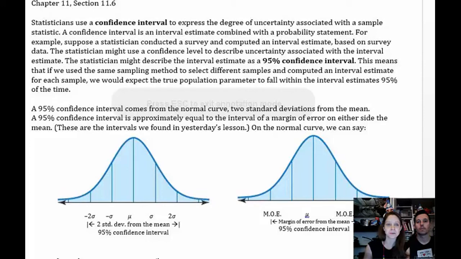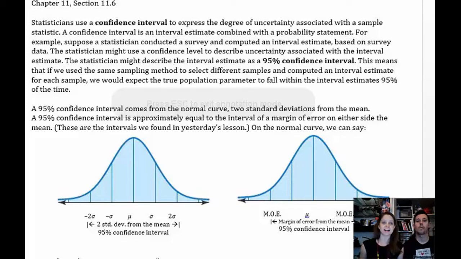For example, suppose a statistician conducted a survey and computed an interval estimate based on survey data. The statistician might use a confidence level to describe the uncertainty associated with the interval estimate, such as a 95% confidence interval. This means that if we use the same sampling method to select different samples and compute an interval estimate for each sample, we would expect the true population parameter to fall within the interval estimate 95% of the time.